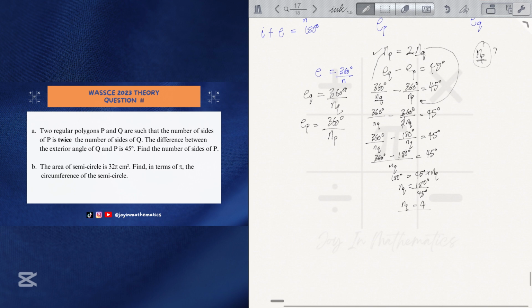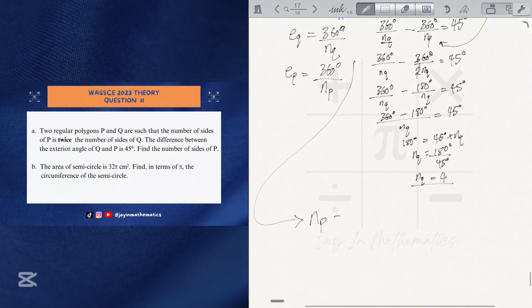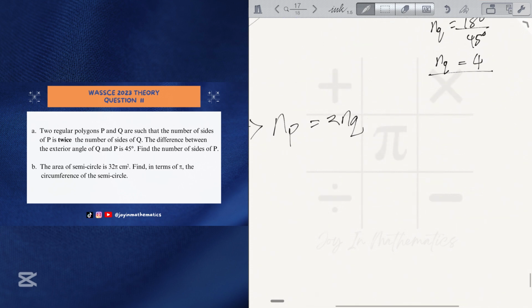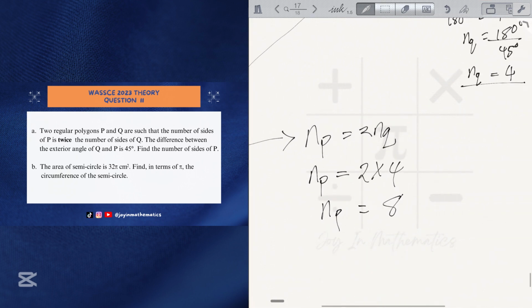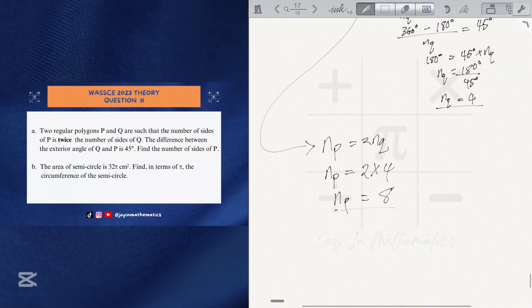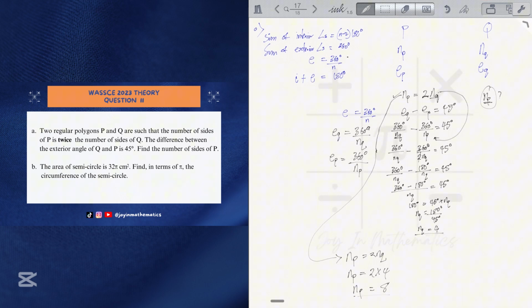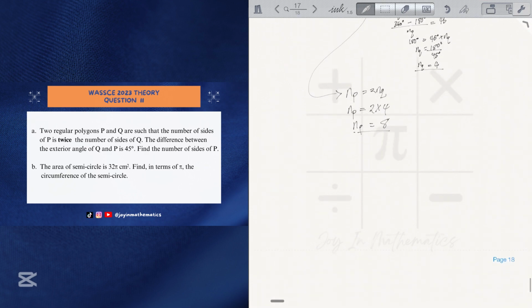Since NP is equals to 2 NQ, then the number of sides of polygon P will be 2 multiplied by 4. So the number of sides of P is equals to 8. So we have solved the first question, and all we just did was to apply this formula, that exterior angle is equals to 360 degrees divided by the number of sides. Now let's proceed further to the second question, question B.